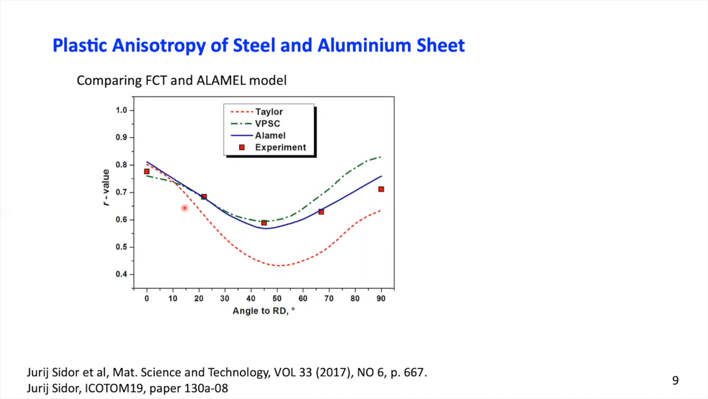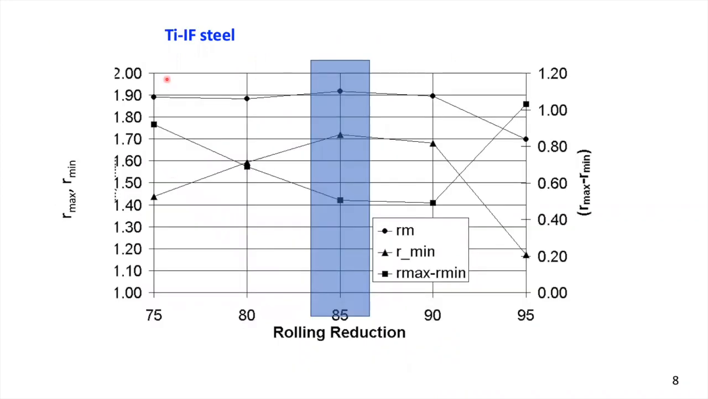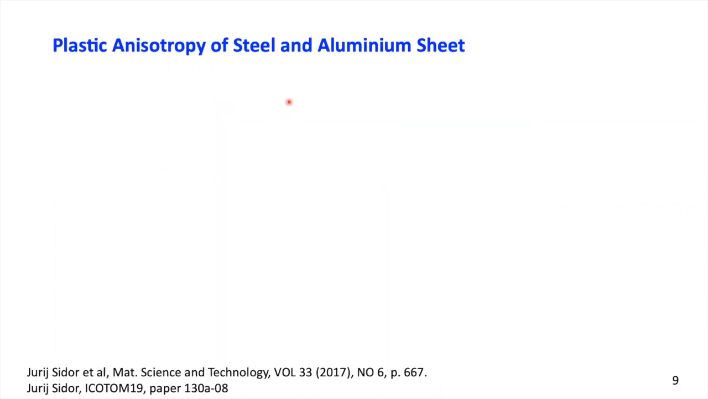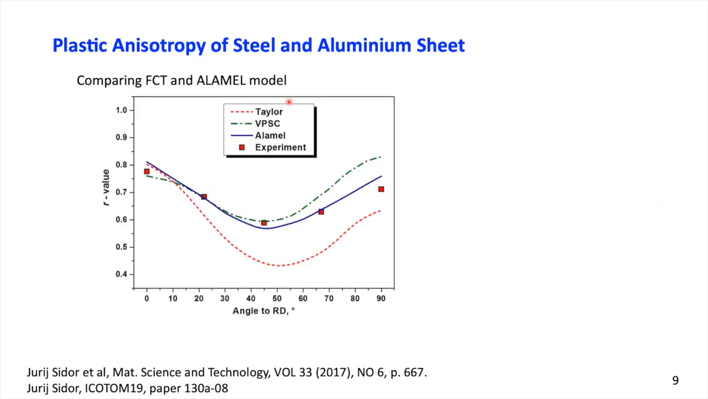The red dots represent the experimental values. This is not for steel, but for aluminium. You can see that aluminium has far lower R values, lower than 1. As you compare here, the value of 3, where the average R value is way above 1, even goes to 2. That's why steel alloys in general have a much better deep drawability than aluminium.